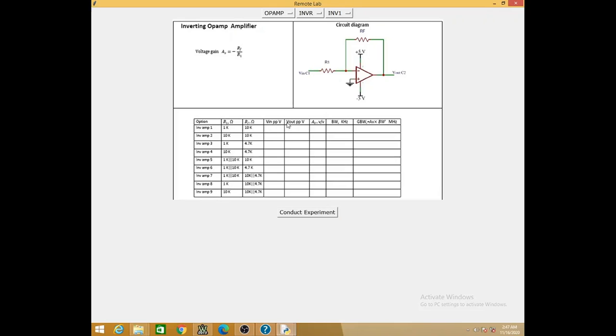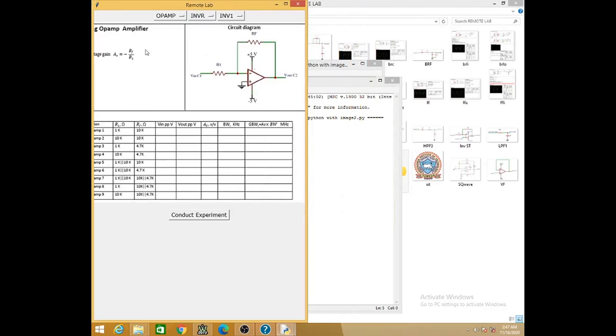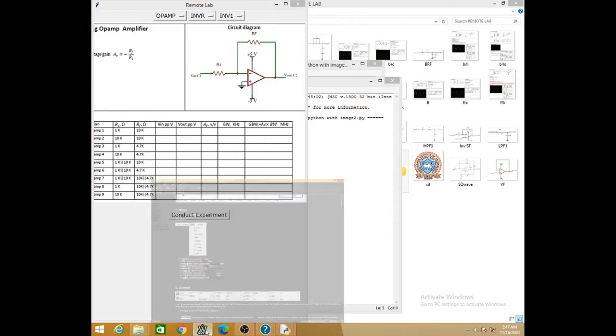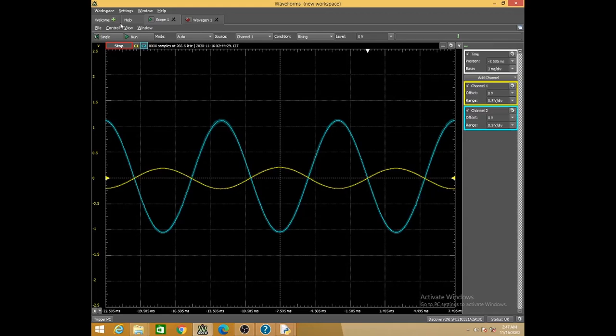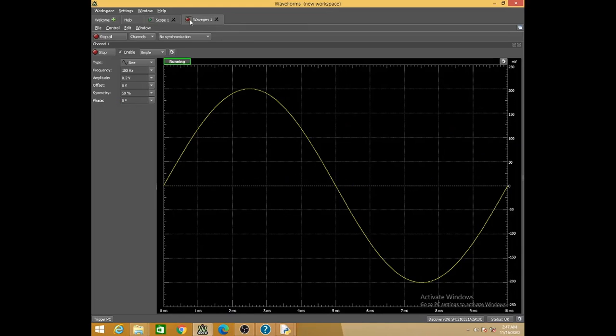He can measure input voltage, output voltage peak to peak, the gain of the amplifier, the bandwidth, and of course the gain bandwidth product. Upon selecting a particular amplifier, he can simply press the conduct button. Before he presses the conduct button, he should open the Analog Discovery, Waveforms and the scope. Using Waveforms, he or she should apply a certain amplitude and frequency of sine wave.